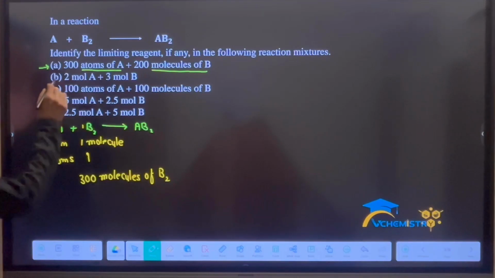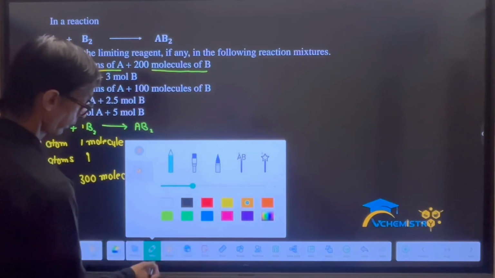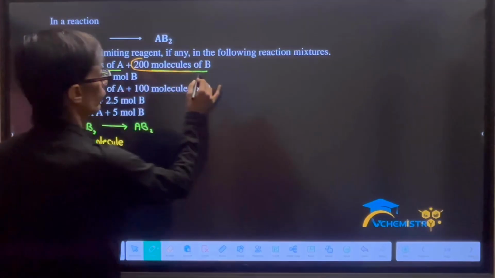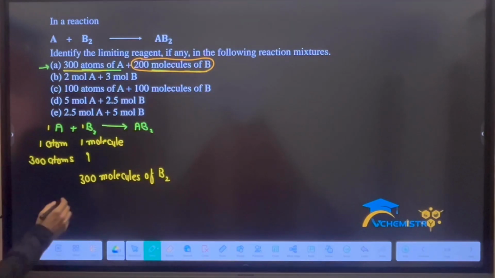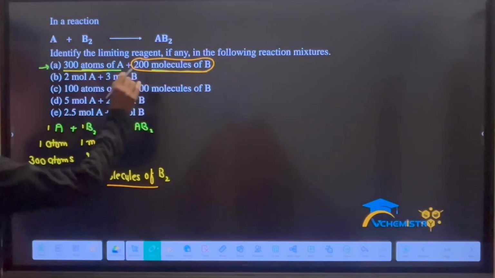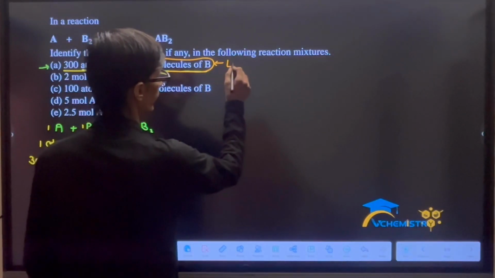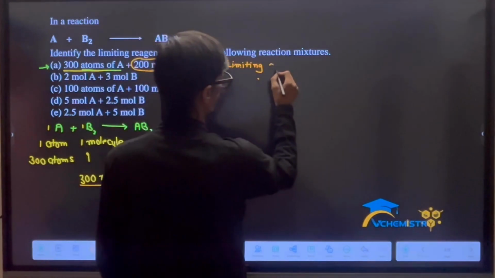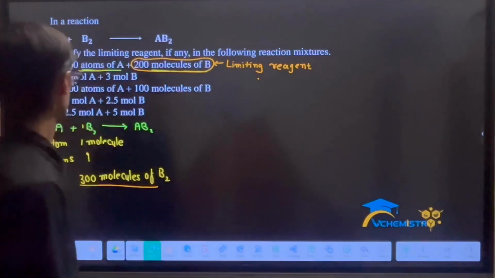According to our first question, the needed amount of B2 is 300 molecules, but see here, the given proportion of B is 200 molecules. So required 300 but given 200 molecules, that means this one is your limiting reagent.